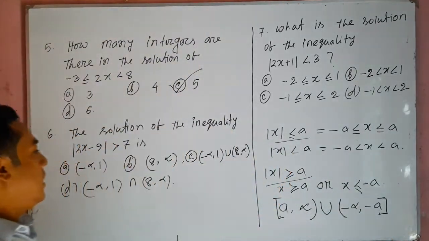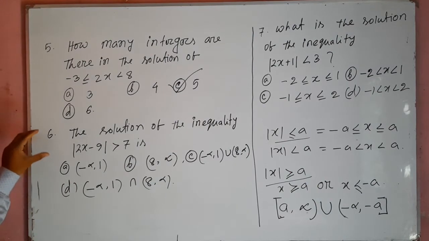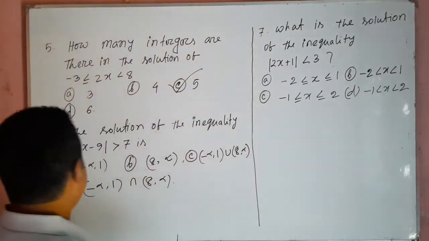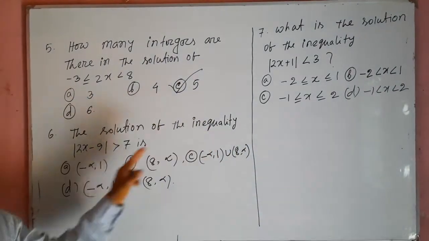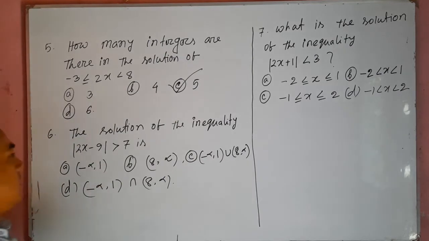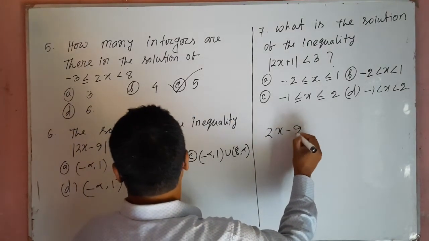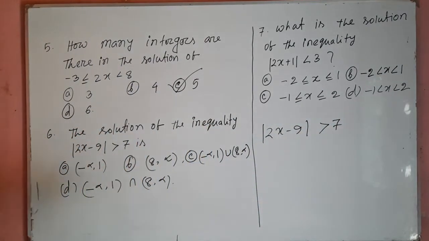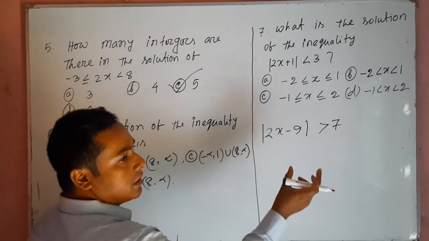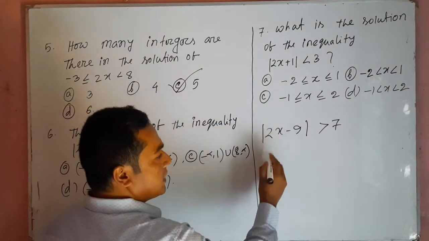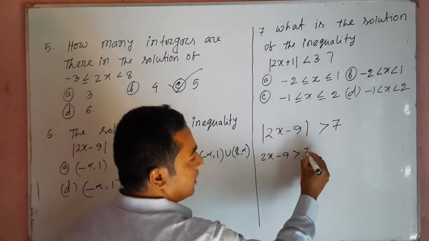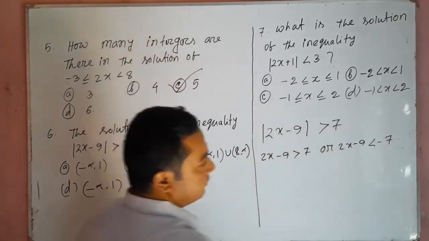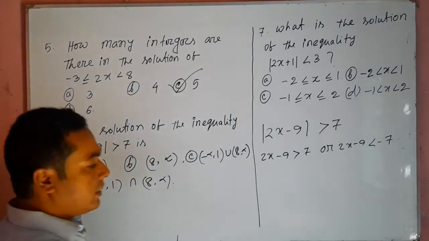Okay, now we want to solve question number 6: the solution of the inequality |2x - 9| is greater than 7. We can write it in two options: if it is positive, and if it is negative, by this option.